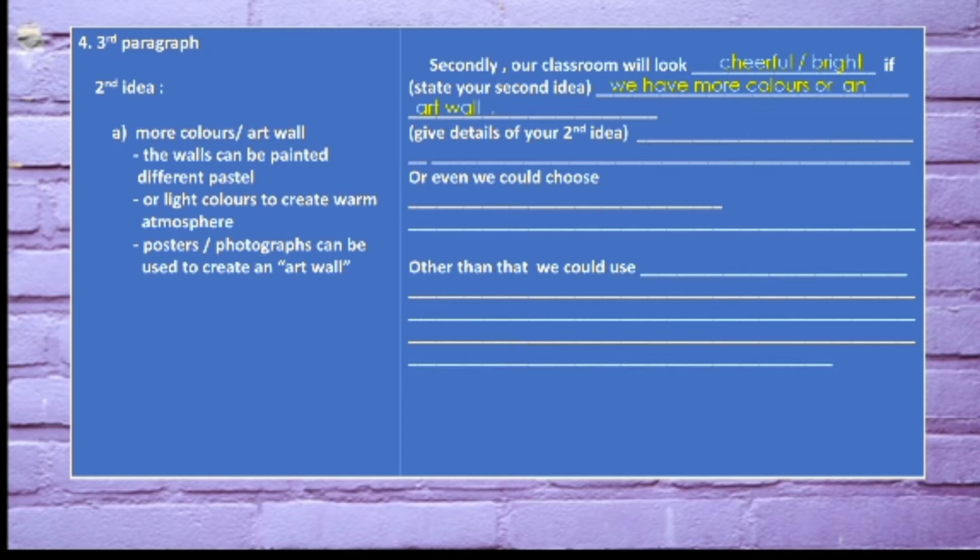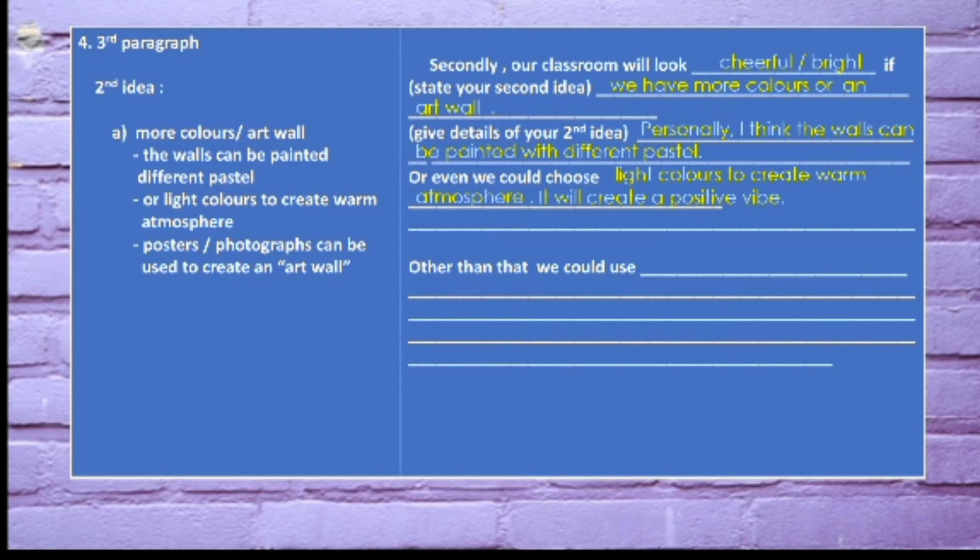And then after that, you need to give details of your second idea. So personally, we use personally because this is our personal opinion. So I think the walls can be painted with different pastels, or even we could choose light colors to create a warm atmosphere. Give some reason why we say it has a warm atmosphere. So it will create a positive vibe.